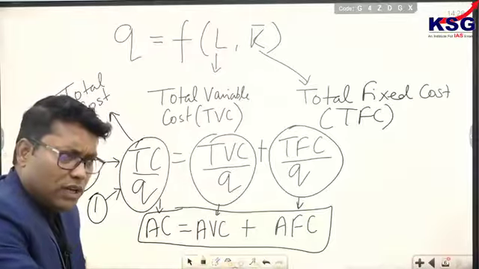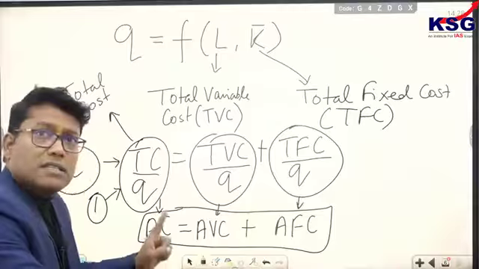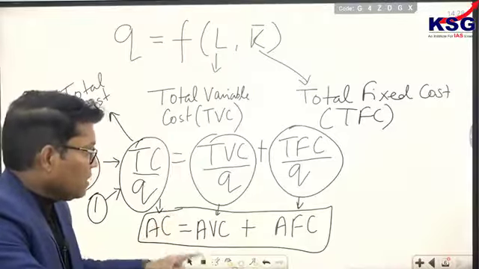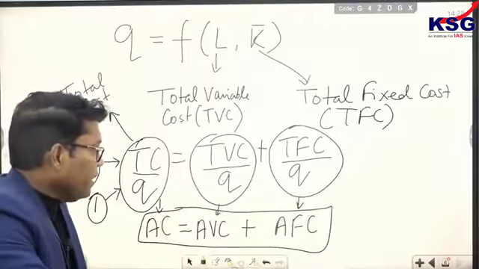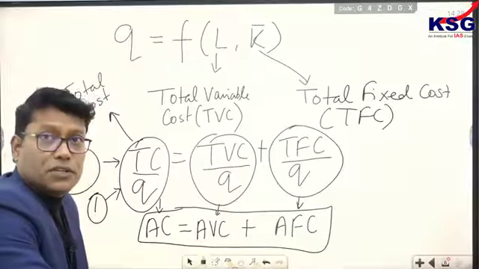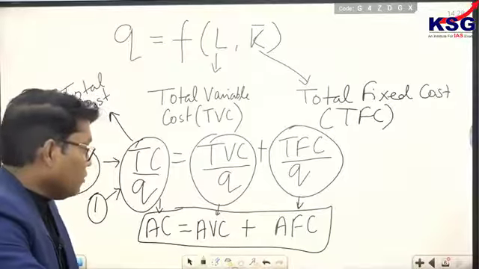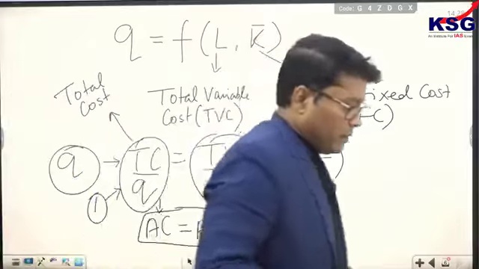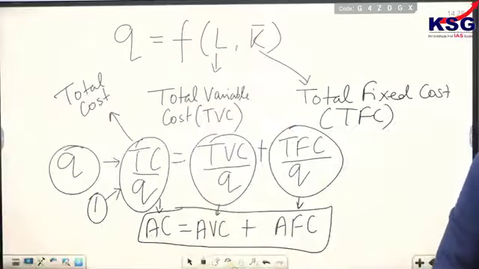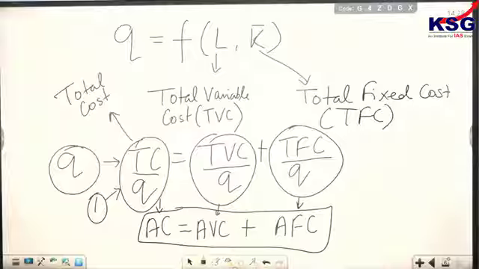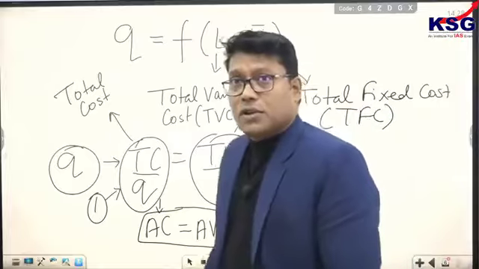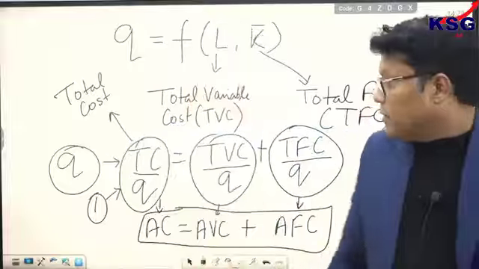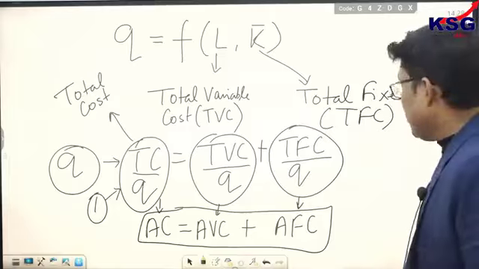And then you write only one line. Average cost is the sum of average variable cost and average fixed cost. Clear? So what finally are you getting from here?